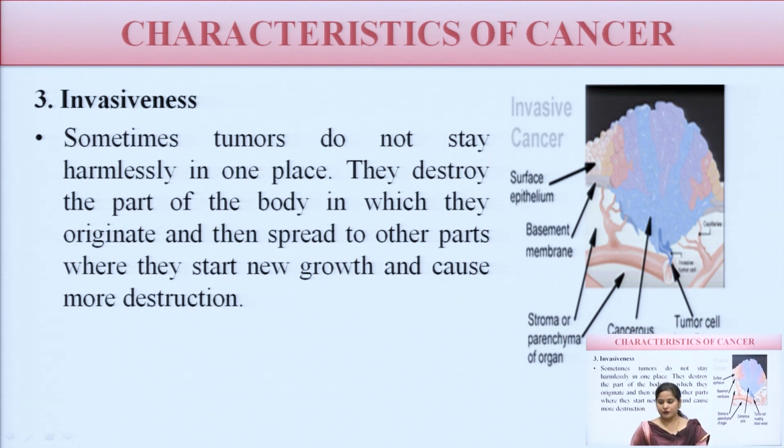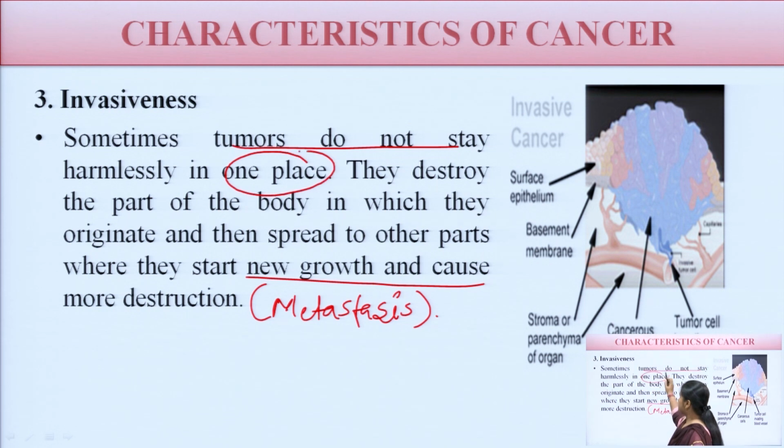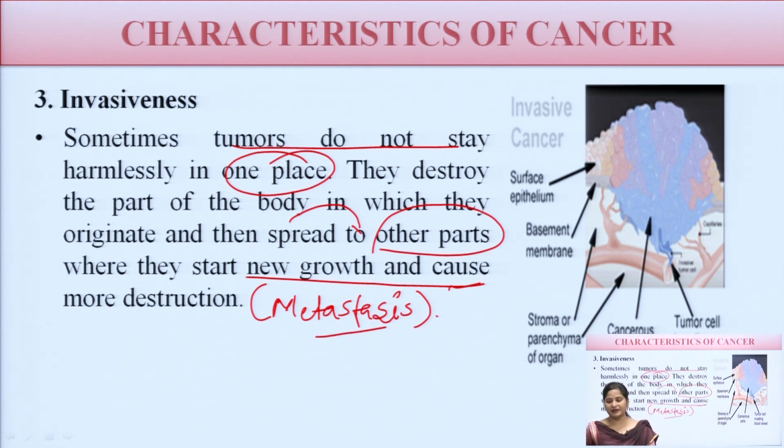Now, invasiveness. Sometimes tumors do not stay harmless in one place. They destroy the part of the body in which they originate, and when they spread to other parts, they start new growth and cause more destruction. This is known as metastasis, right. That means tumors do not stay in one place but migrate to other parts of the body, grow there, and cause cell death in that particular area. That is known as metastasis.